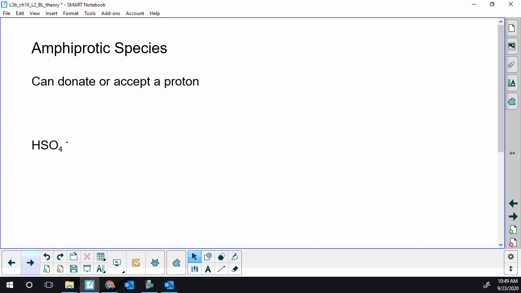H2PO4 is 5 or 6 up from the bottom on the acid column. And on the base column, it's 4 down from water in the base. So that's another amphiprotic species. You can potentially donate an H or take one in. Do we find any other examples?